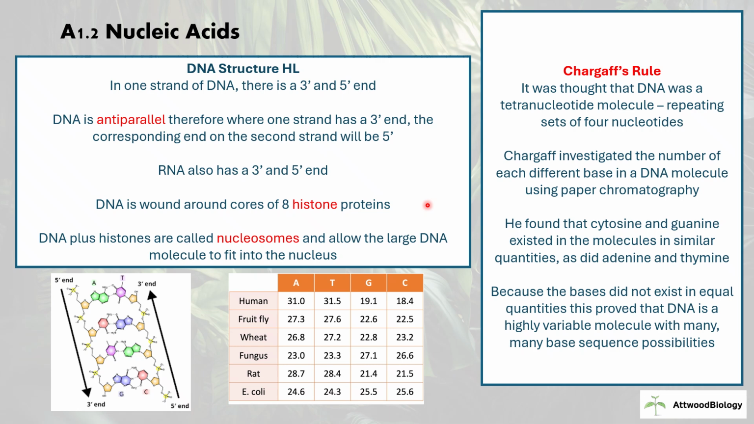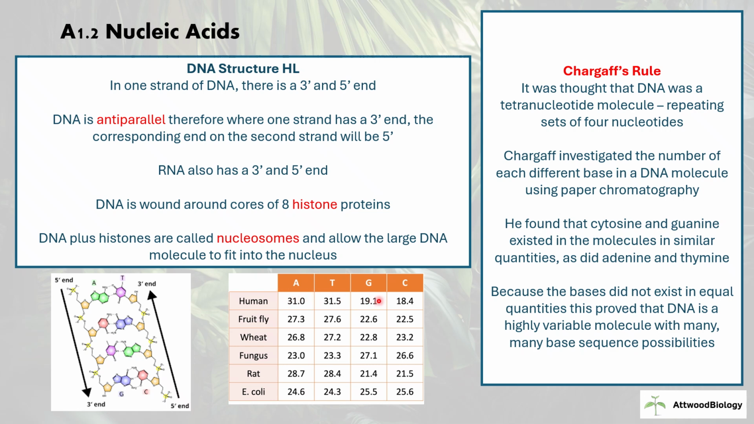Now, what he found, you can see it in this data here, is that there were very similar numbers of A and T in each organism, and there were very similar numbers of C and G in each organism. So although they're not exact, they are very similar. You can see the same for the human, fruit fly, wheat, fungus, rat, E. coli, and so on.